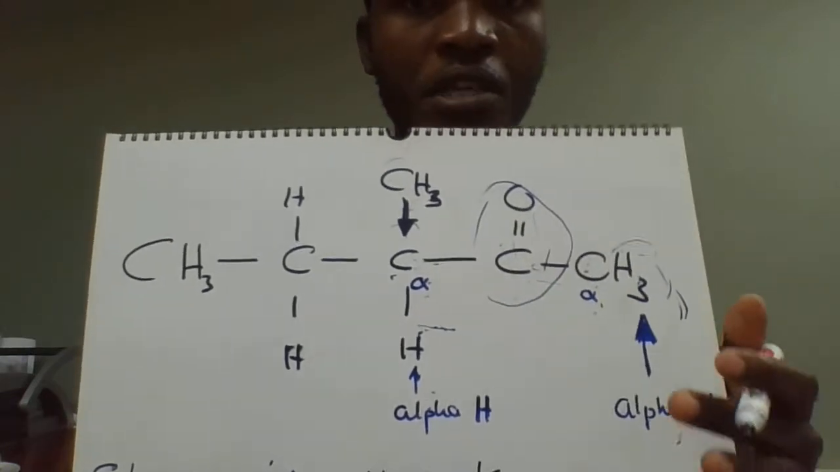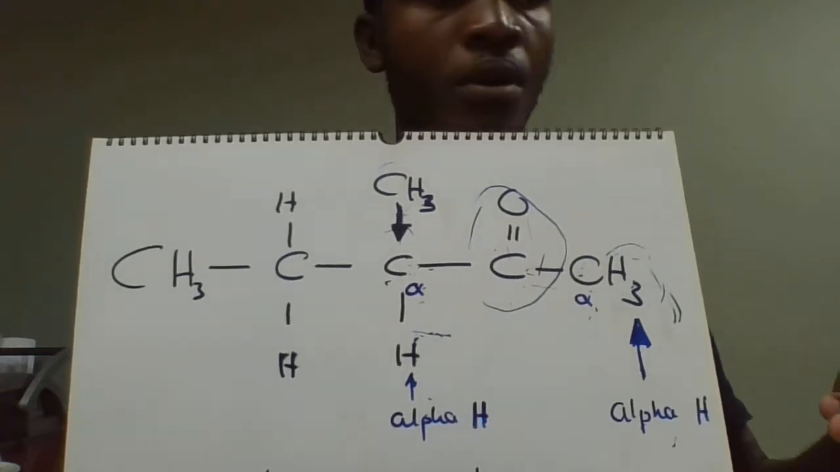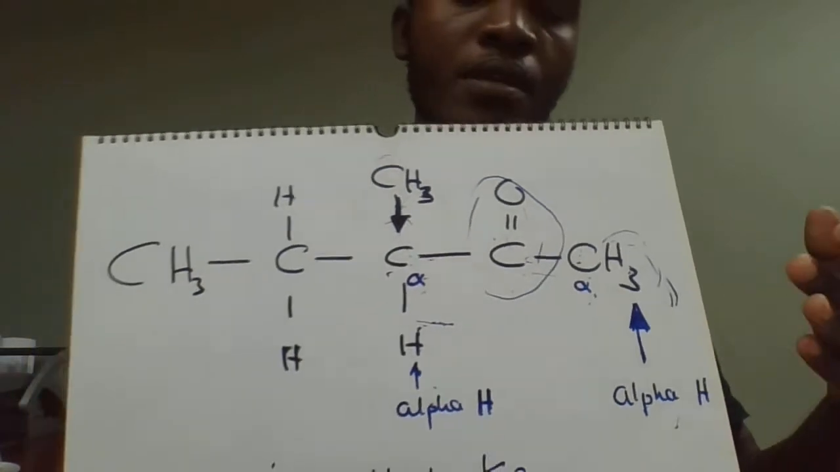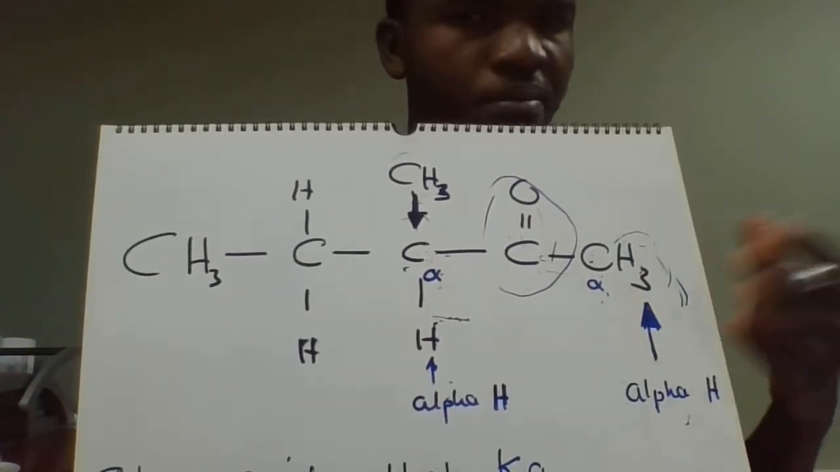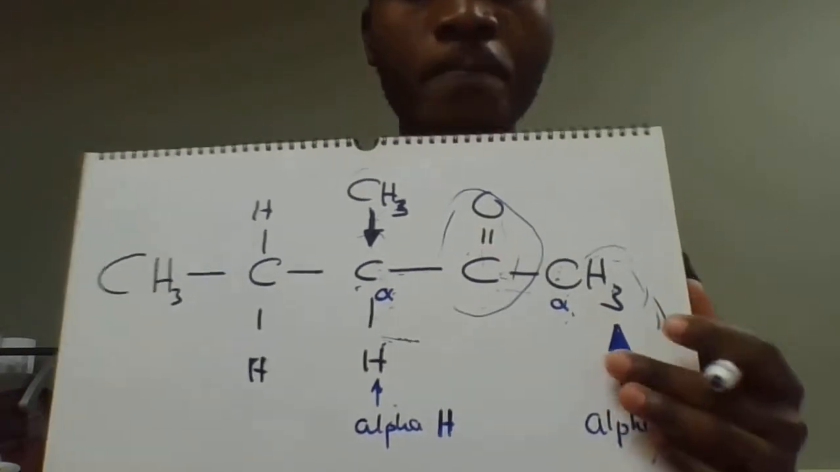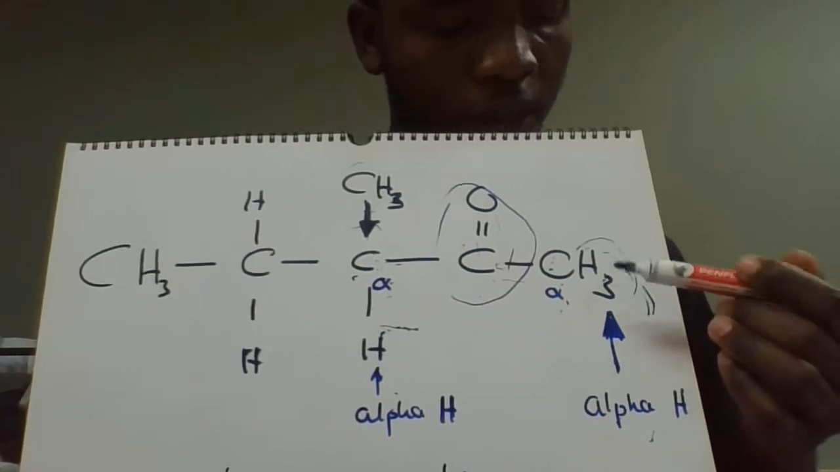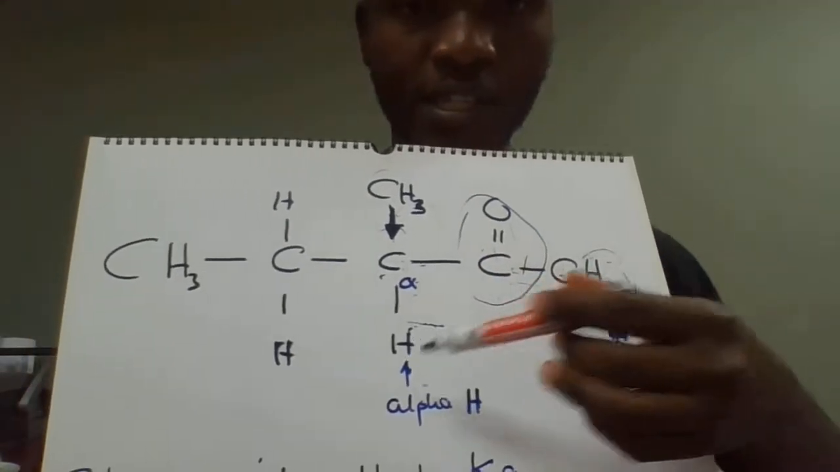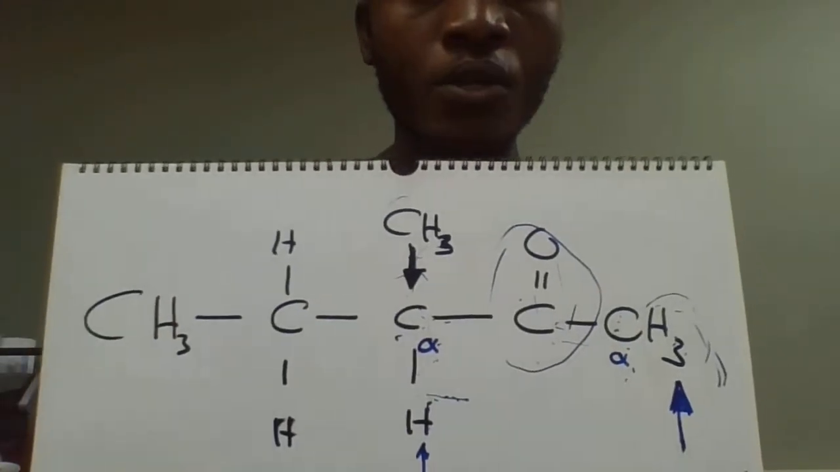That partial positive charge is what makes these hydrogens acidic. By acidic hydrogen, we mean hydrogens that are easily replaceable in the presence of a strong base, like maybe sodium hydroxide and so forth. So we want to figure out which of these two sets of acidic hydrogens can act as a strong acid.